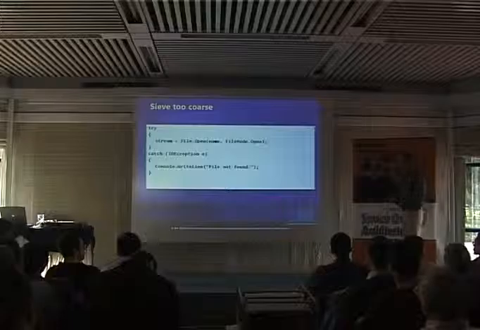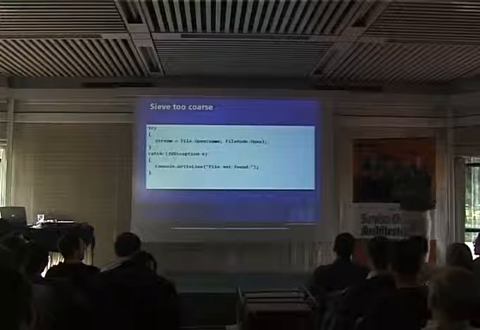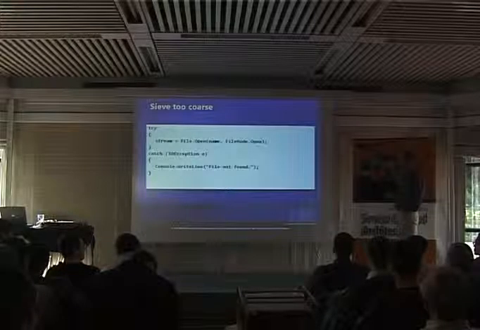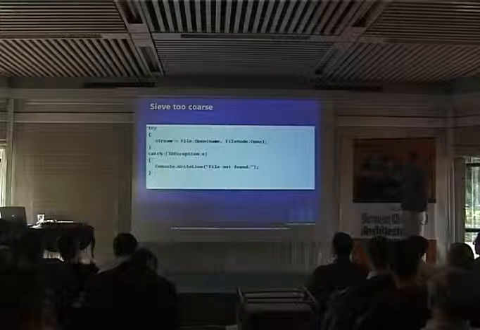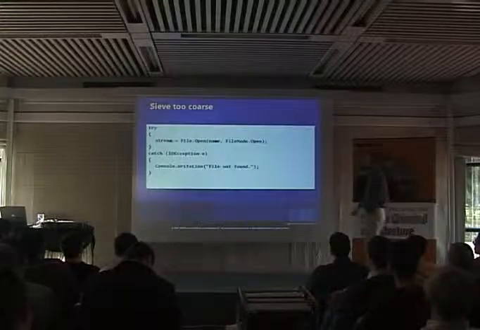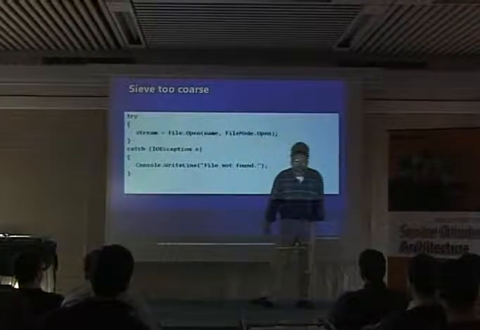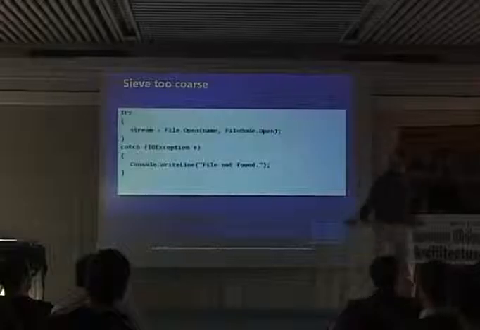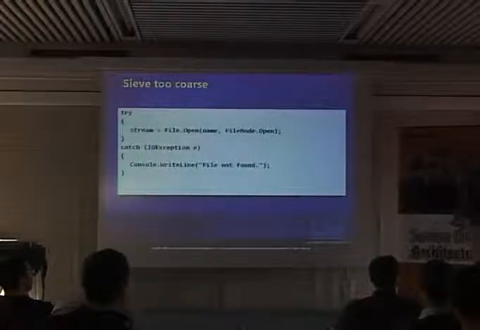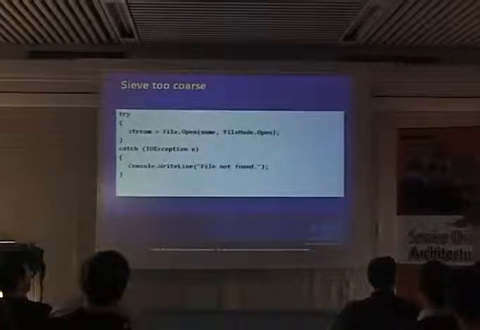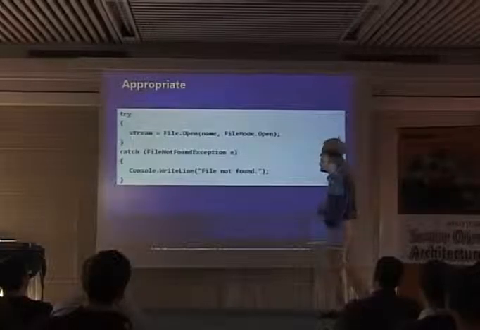For example, you catch an IO exception, and the only thing that you actually expect here is that you do not find the file. If I have a different exception, any other IO exception, for example that the disk is full, I get a message, file not found. And this is eaten up. I don't see that the disk was full. It's not handled correctly. So only catch that particular exception type.